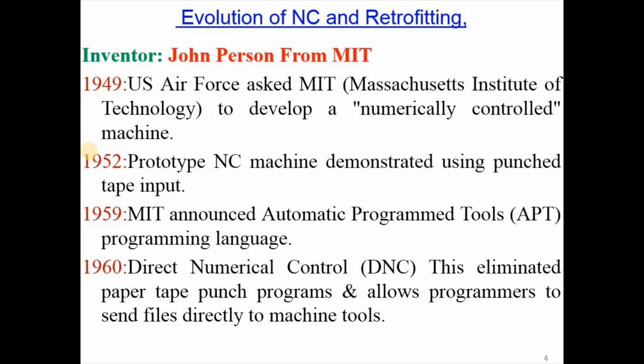Okay, next, in 1959 MIT announced that the Automatically Programmed Tool programming language was launched. After that, in 1960, direct numerical control eliminated the paper tape punch program, and instead they use program files or soft files for the manufacturing. They send the file directly to the machine tool without using the paper tape punch.